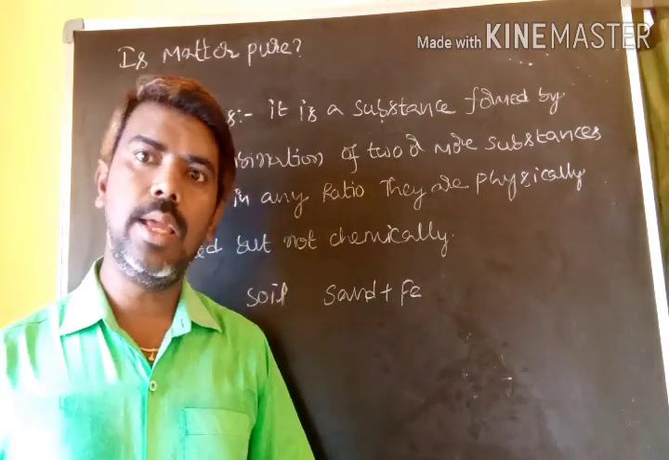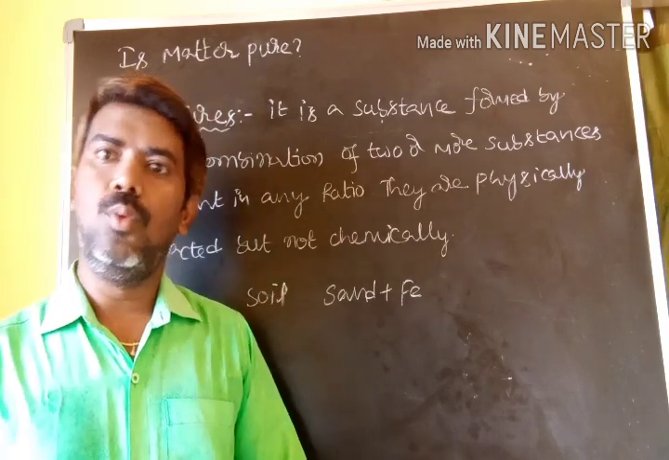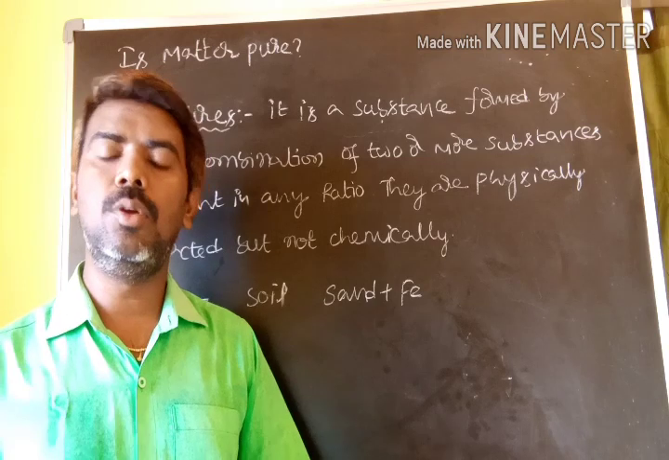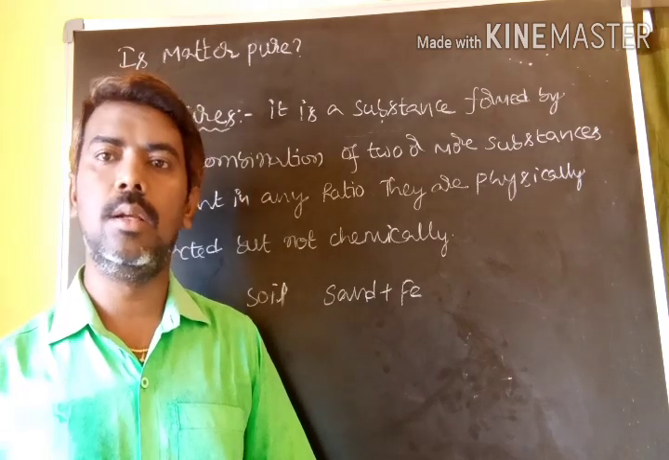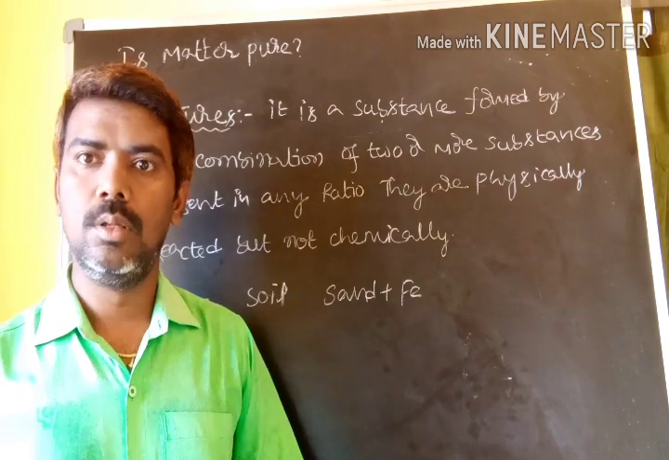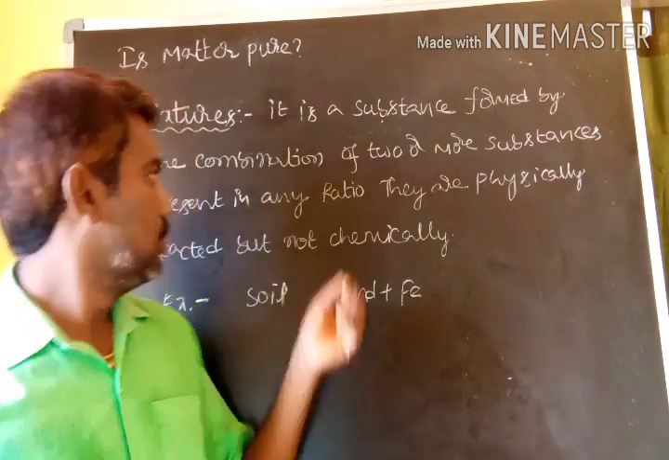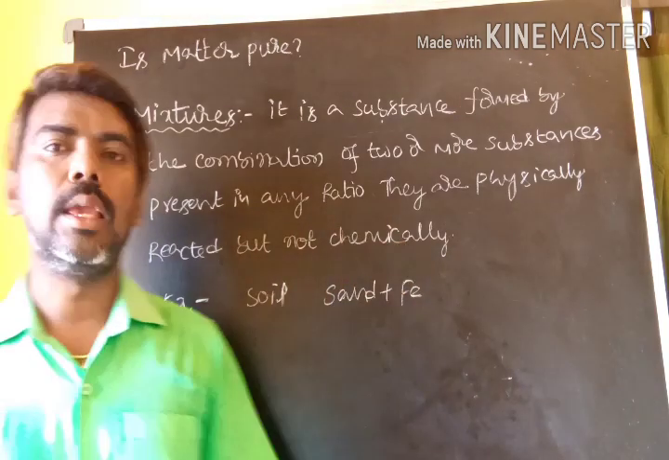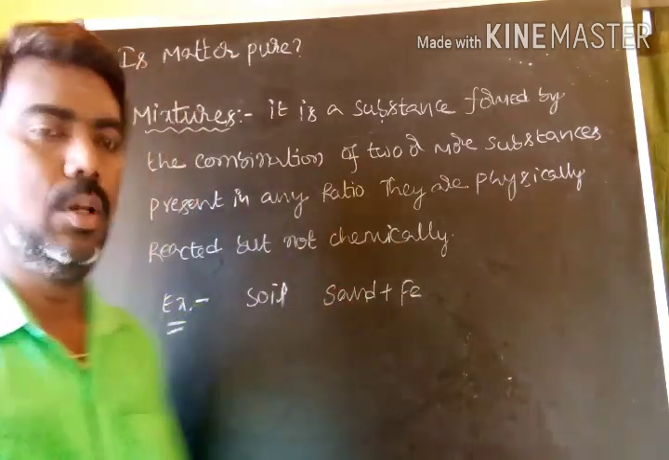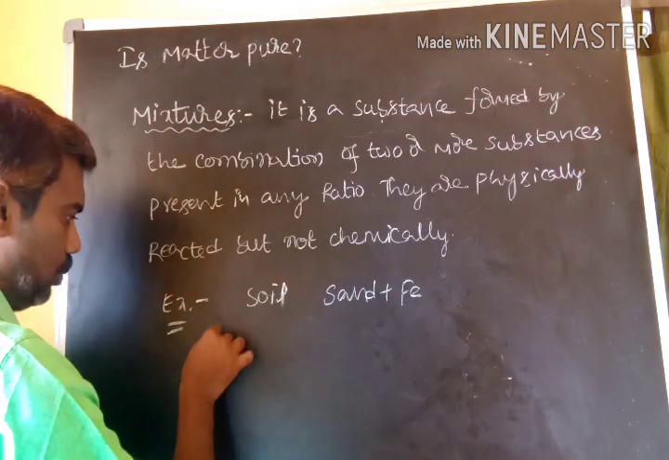If they are chemically reacted, what happens? We get a new type of product. The newly formed substance cannot be attracted by a magnet, and maybe it is soluble in water. That's what I said: physically combined but not chemically. Soil is the best example, and otherwise I will take one more example.